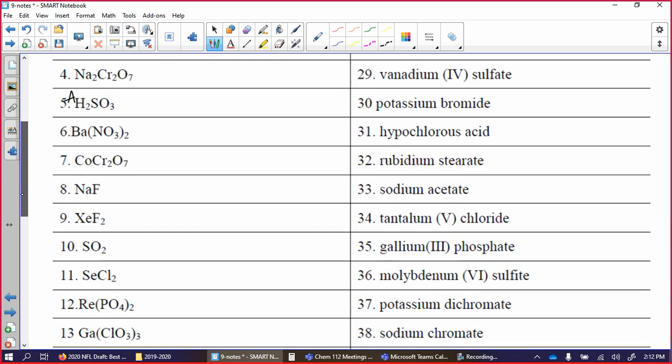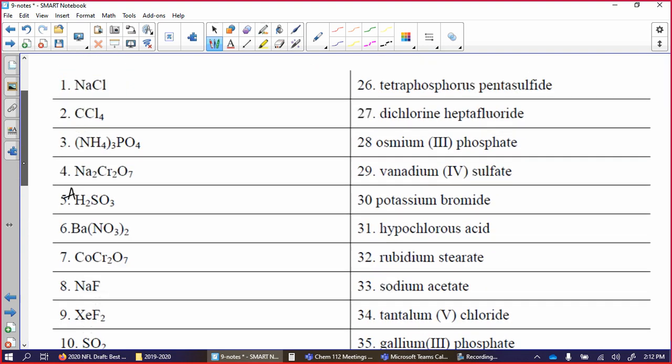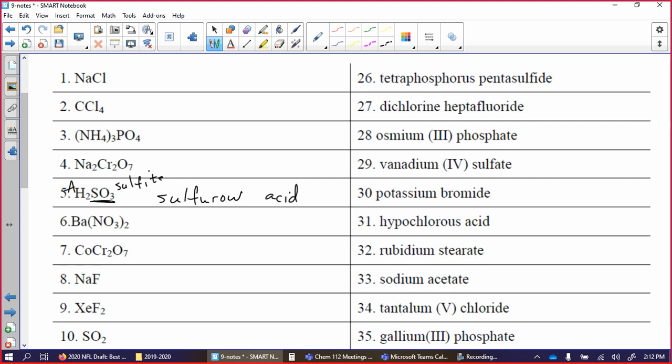I'm not going to go through everything because there's 25 of them. So if I just do the first 10, that's the only one that has an acid. So I know this is going to be an acid. SO3 comes from our periodic table. This is sulfite. So ite, if we go back and look at the rules, changes to ous, and we're done. So that's personally my first thing.